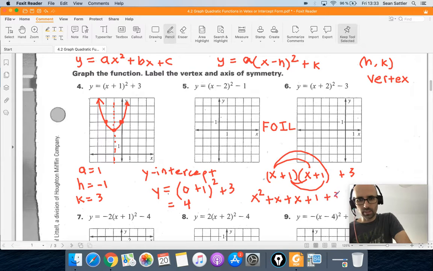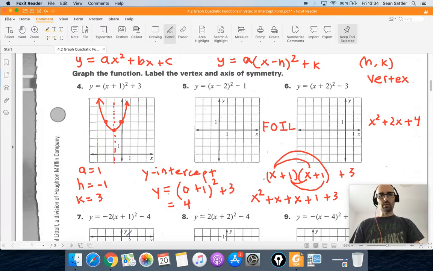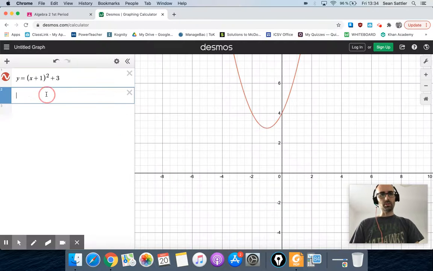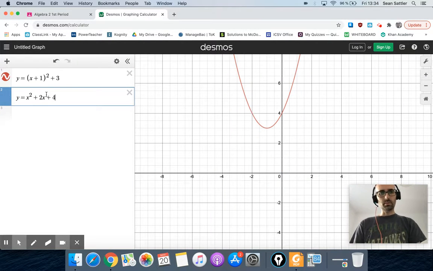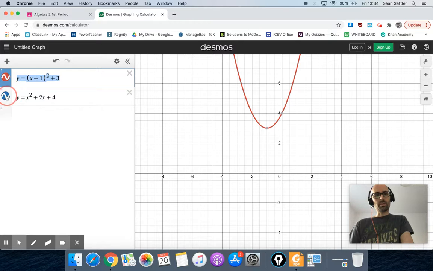So now we combine all the like terms. We have x squared plus 2x plus 4. So I'll write that here. X squared plus 2x plus 4. And now it's in standard form. And I'm going to go ahead and graph that on Desmos. X squared plus 2x plus 4, and show you that it's the same. Y equals x squared plus 2x plus 4. It's the exact same function. Notice it went right on top of the other one.